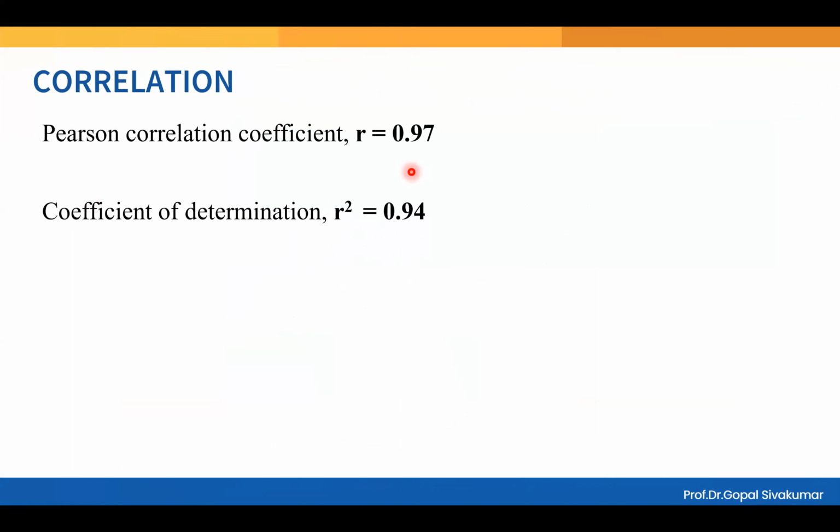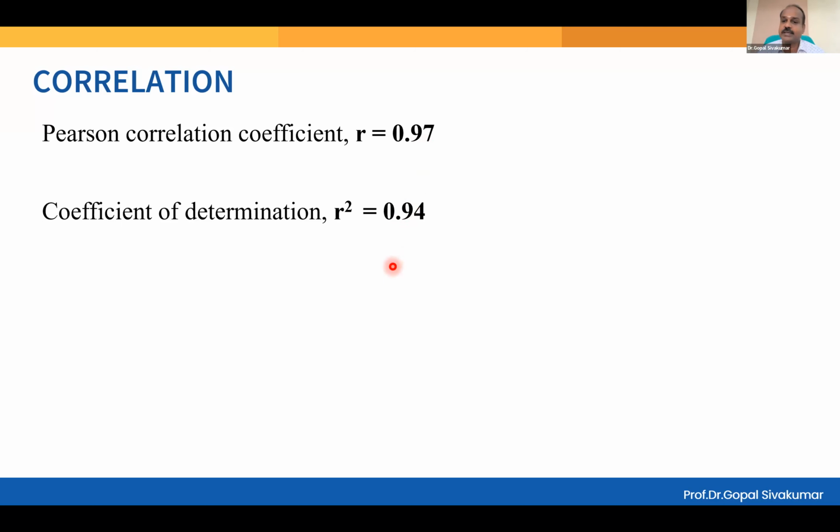Look at the R value, 0.97. What do you understand? Strong linear relationship, very strong linear relationship. And over and above, I want you to calculate R square. R square is 0.97 multiplied by 0.97. How much is it? 0.94. The R of 0.97 is telling me the relationship is positive, and moreover, the relationship is linear.